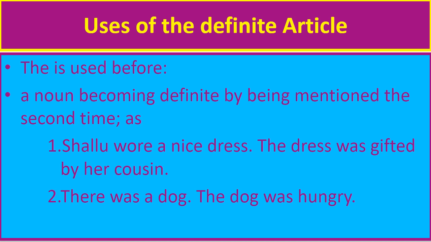For example, Shalu wore a nice dress. The dress was gifted by her cousin. So, the dress means the nice dress which was gifted by her cousin. There was a dog. So, when the noun comes for the first time, a is used. The dog was hungry. So in the second sentence, the noun becomes specific. Then we use the before it.